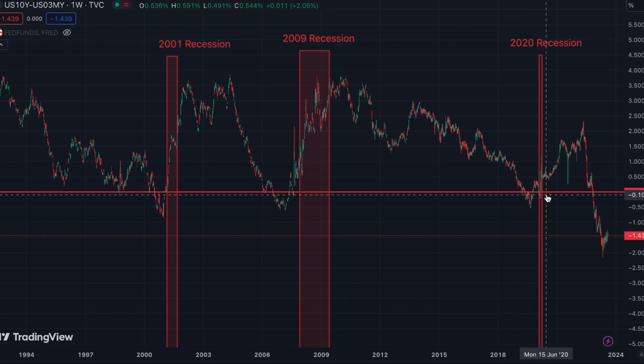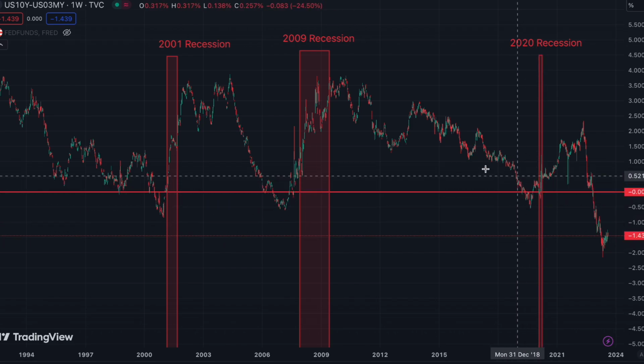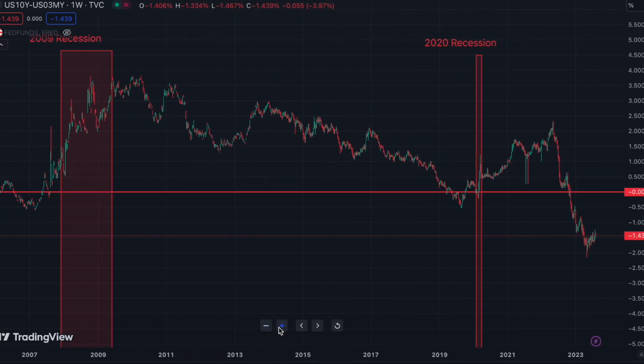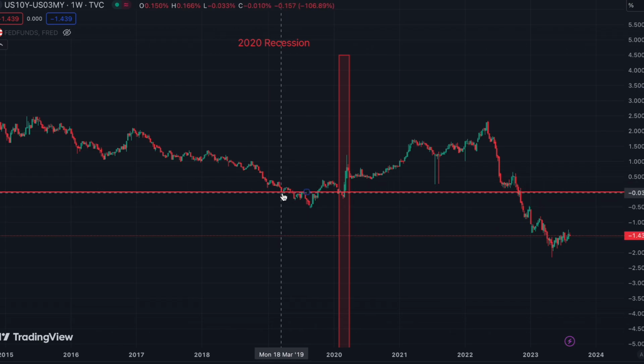Well, if you look closely, you'll notice that it's upon the uninversion of the yield curve that we enter into a recession. Again, look at 2019. The yield curve inverted in March of 2019. The recession didn't happen until 11 months later, after the yield curve had already uninverted.